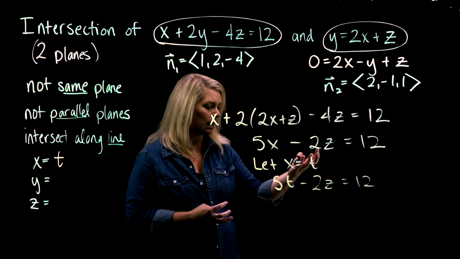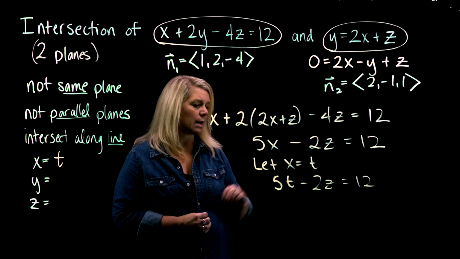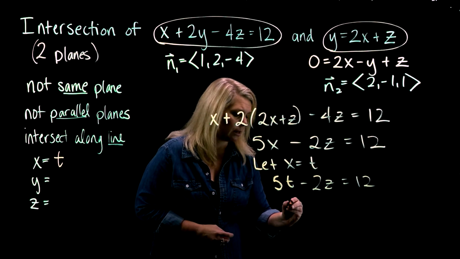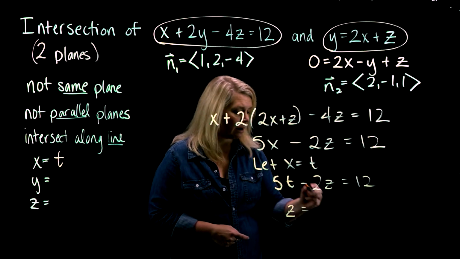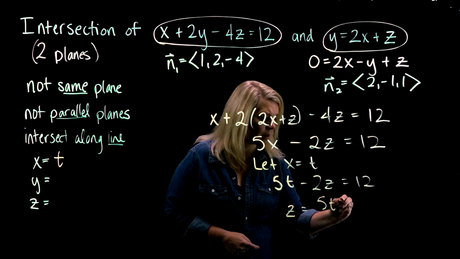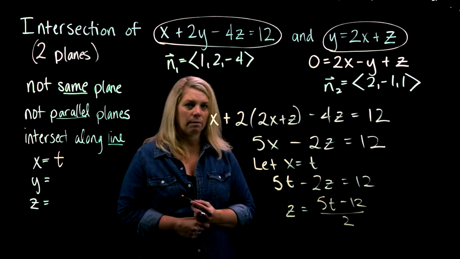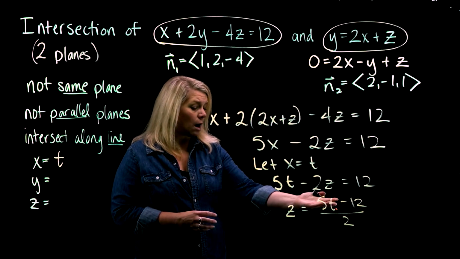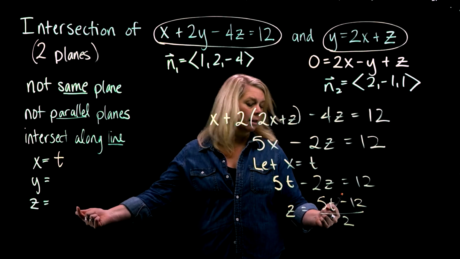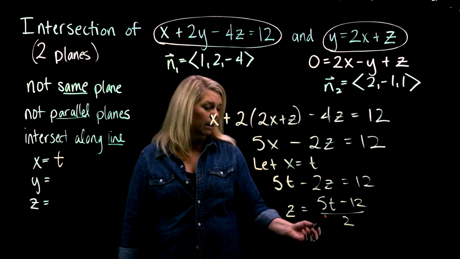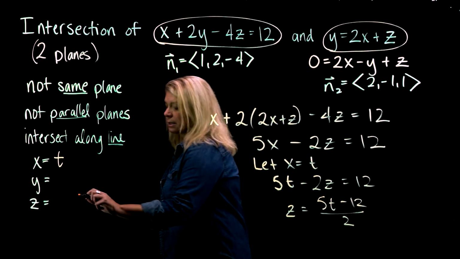So I'm going to add 2z to both sides and subtract 12 from both sides and then divide through by 2. That's a couple different steps of algebra, but I will have 5t minus 12 all over 2 when I do that. So there's my z equation. I'm going to tidy that up a little bit and write it in the form we're used to seeing for parametric equations. So I'll make that 5/2 t minus 6.